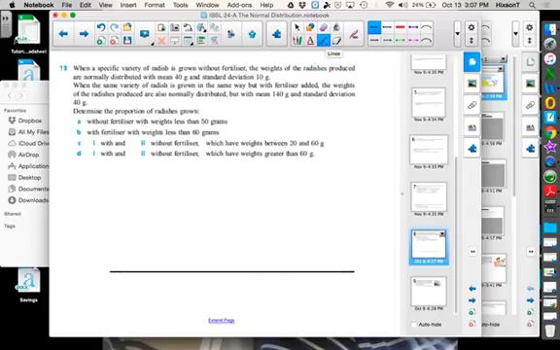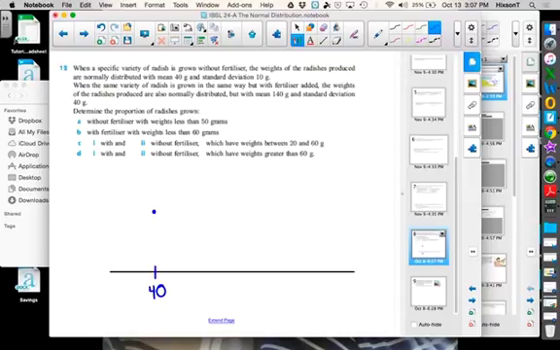So we'll use blue for that. We want a mean of 40, so I'll put 40 here. And it said the standard deviation was 10, okay? I'm going to move this down a little bit here. All right, so 40, that's going to be my mean for this.